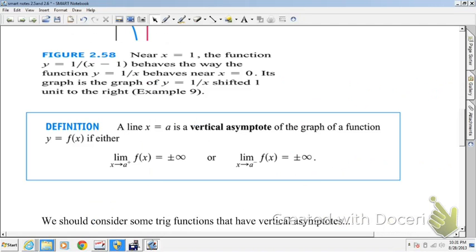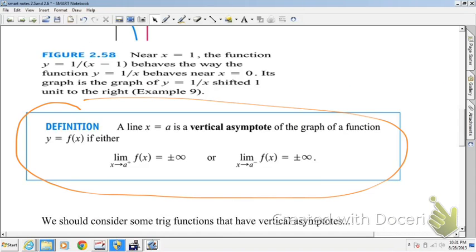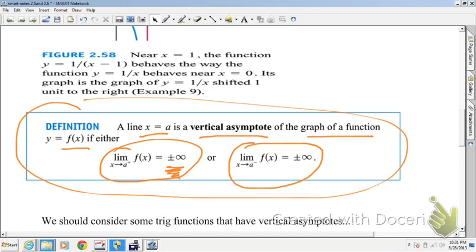Of course, formality of language. I'll just read this to you, a definition. A line x equals a is a vertical asymptote of the graph of the function f of x if either the limit as x approaches a from the right of f of x is equal to positive or negative infinity, or the limit as x approaches a from the left is equal to positive or negative infinity. And that's what we were basically saying, the notion of a left-hand or right-hand limit coming into play there. We saw that it either shot up or down towards positive or negative infinity at the vertical asymptote.